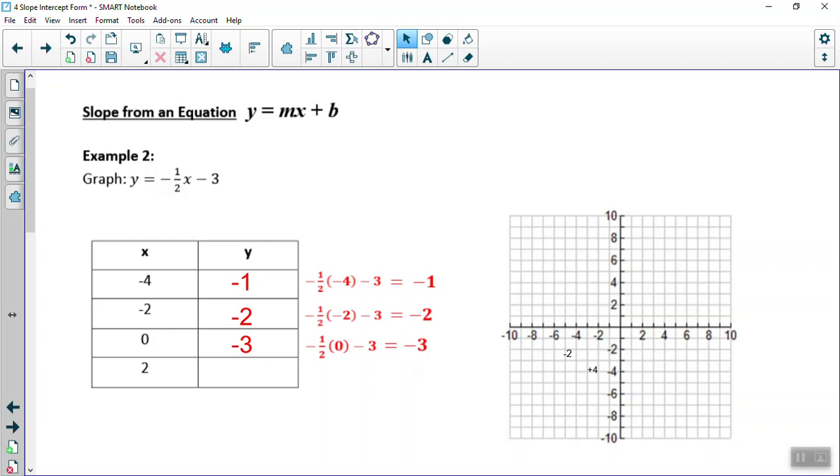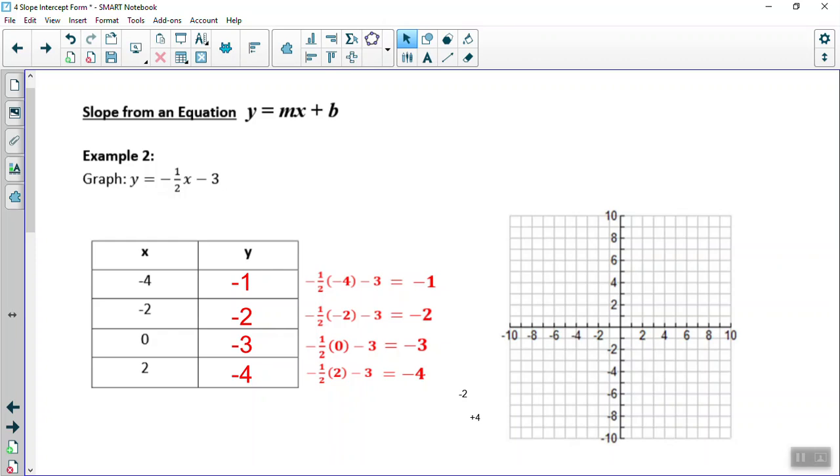And then I'm going to substitute 2 in for x. So -1/2 times 2 minus 3 gives us a -4. All right, so now we can go ahead and graph those. Ignore that little -2 and +4 for now. I'm going to move those out of the way.